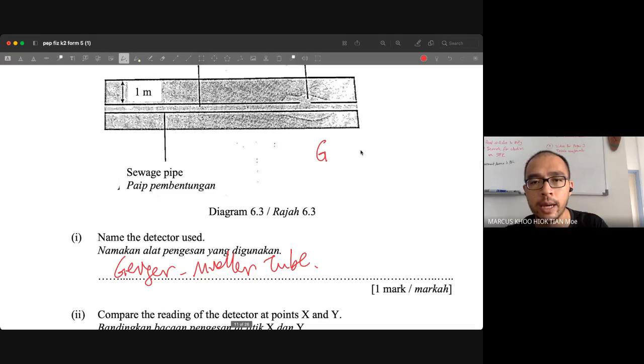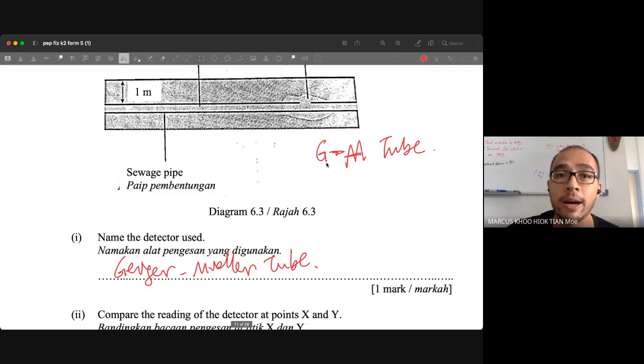Apa ini? Ini menyebabkan saya mau sepak muka kamu. Siapa suruh kamu tulis GM? Tak boleh. Name the detector, it has to be Geiger Muller tube. GM is a short form that we use dalam percakapan seharian. But officially we have to write the name.